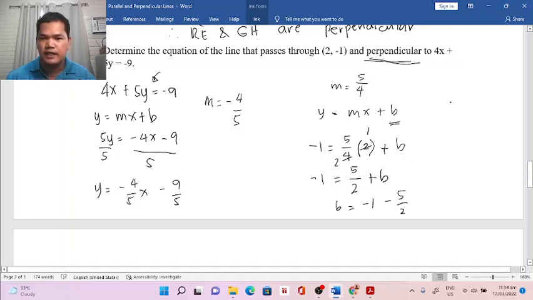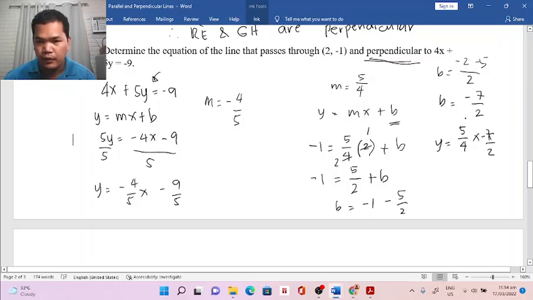Finding the LCD, we have b equal to (-2 - 5)/2. b is equal to -7/2. And now we will have our equation as y = 5/4 x minus 7/2.